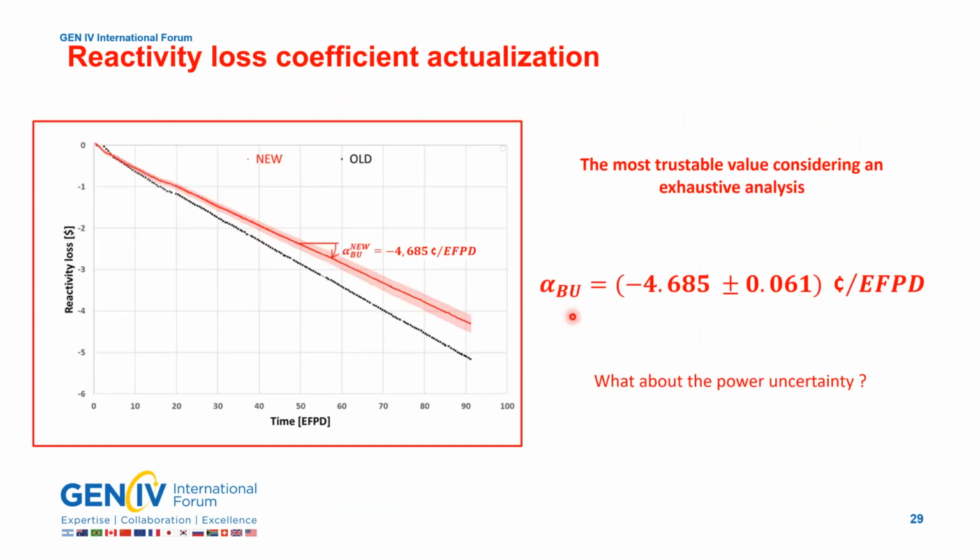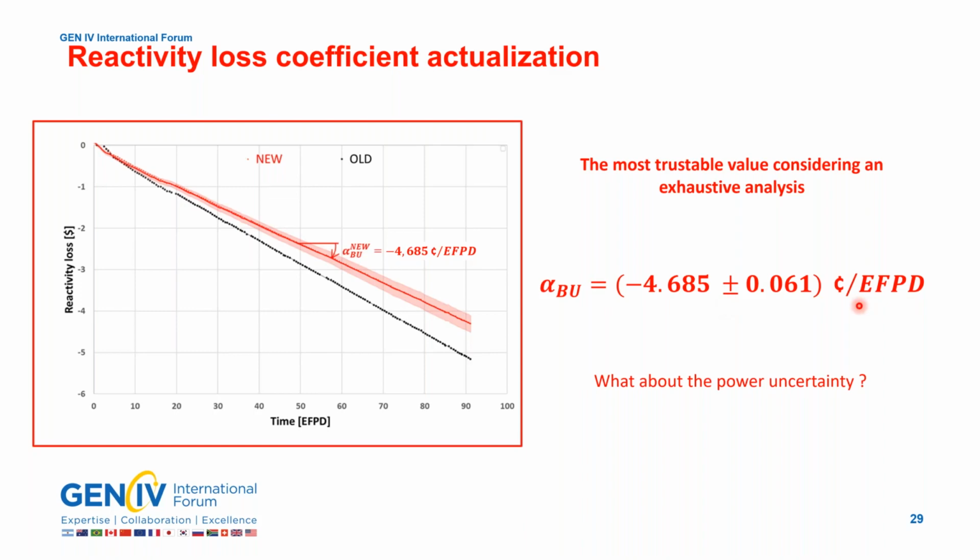So by doing that, what can we obtain? We obtain on average the previous curve presented before, and in the red area, the standard deviation of each point of the reactivity loss curve. And for the reactivity loss coefficient, which is the slope of this curve, we obtain an experimental uncertainty of 0.0061 cents per AFPD, which is 1.3%.